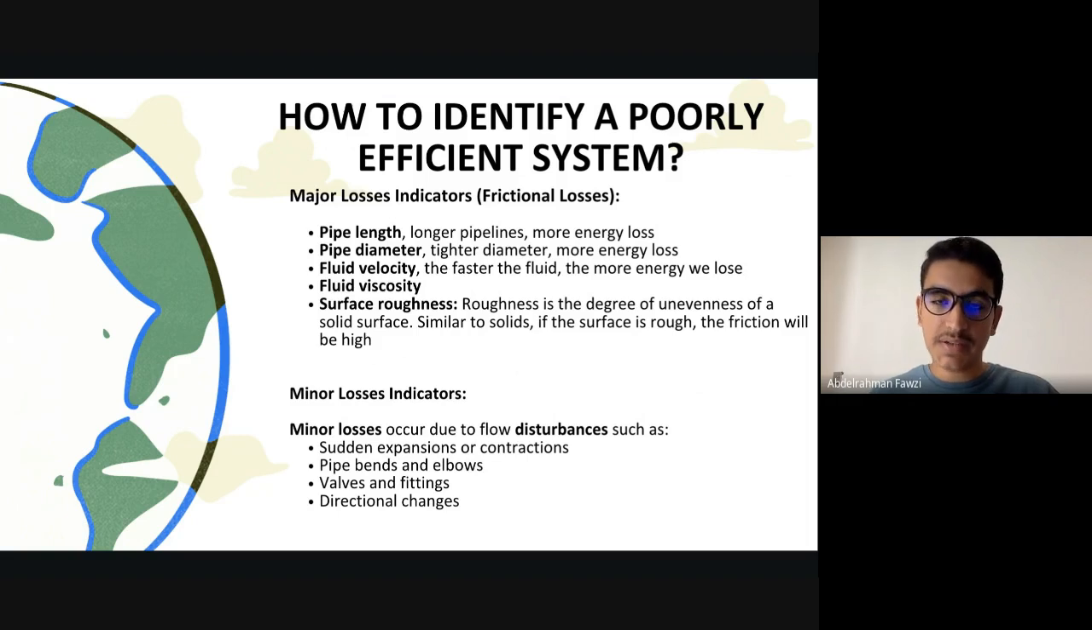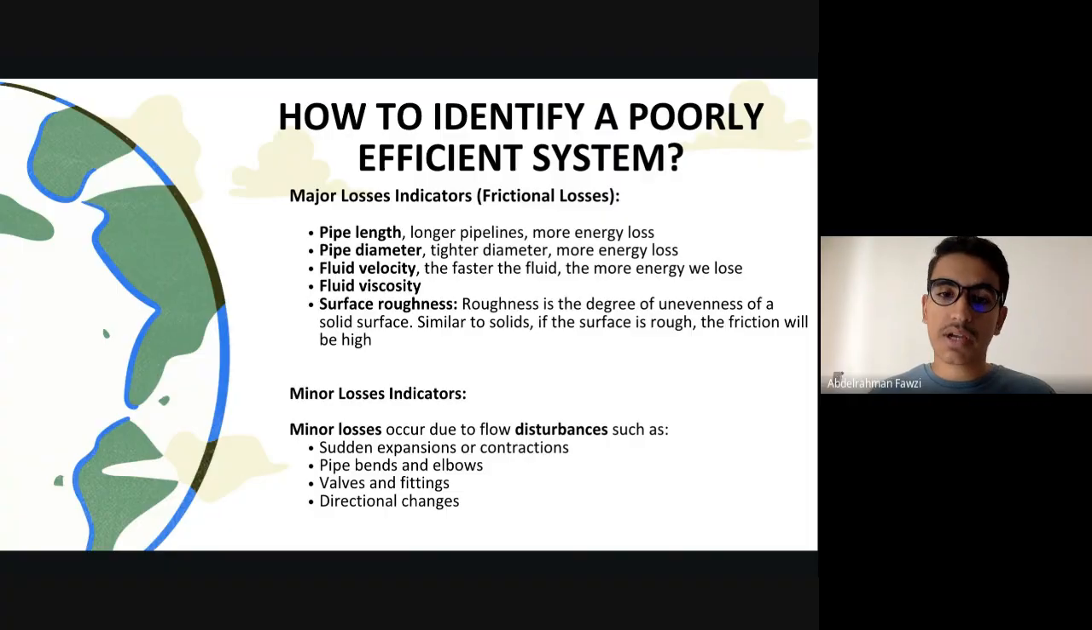Same thing for fluid viscosity. If the viscosity is low, then you're going to have less friction. If it is high, then you're going to have higher friction. And surface roughness. Imagine you have a road that is very smooth, and another road that has lots of dirt and is not very smooth. The friction you face on the smooth road will be less than on the road that is not well prepared. The same thing for fluids. If you are moving inside a pipeline that has high roughness, then you're going to deal with high friction.